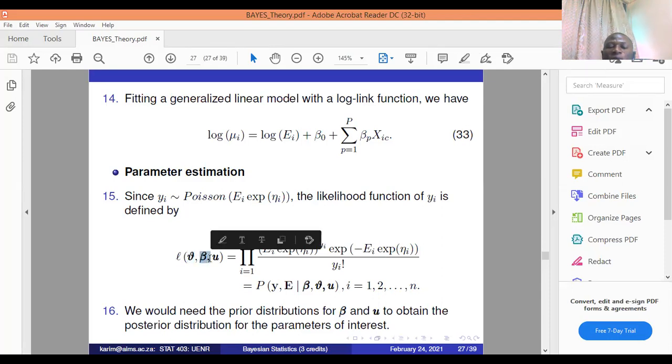And we've already noted that the risk has a gamma distribution. The beta follows the normal distribution, and the residuals we know follow the normal distribution as well. So we are going to have a normal distribution for the parameters and also a normal prior for the residuals, and then we are going to have a gamma distribution for the relative risks in the regions. So 3 prior distributions here.